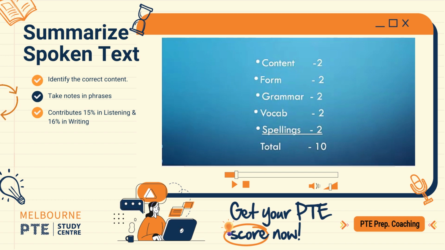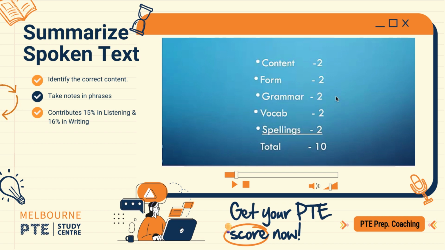This is how I get 10 marks. Content is 2, form is 2, grammar is 2, vocabulary is 2, spellings is 2. All right, altogether adds up to 10 marks. Now, if I get a 0 in content, how many marks do you think I can get? You will get a 0 straight away.